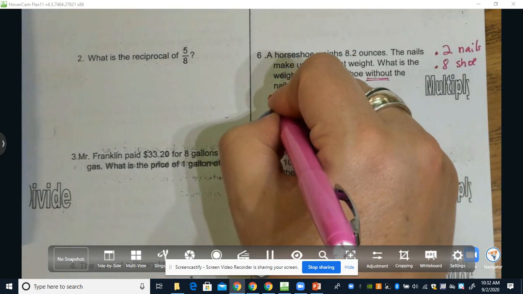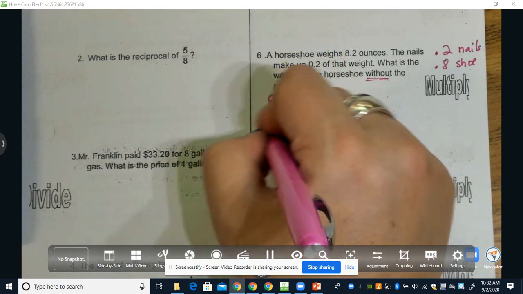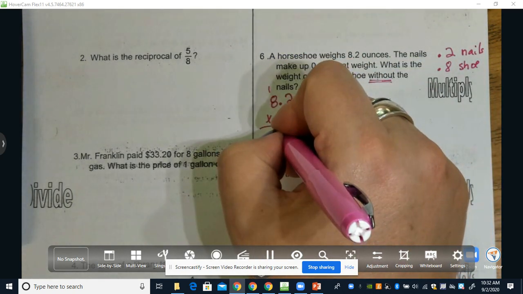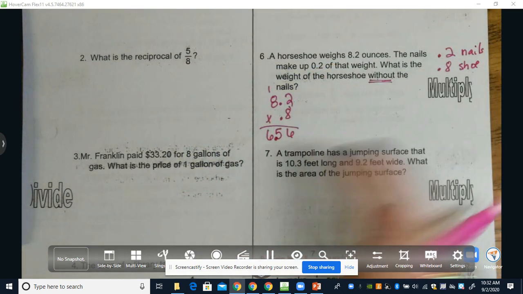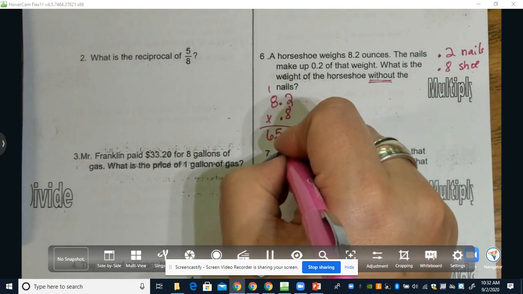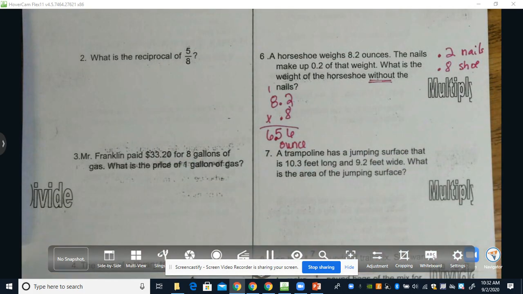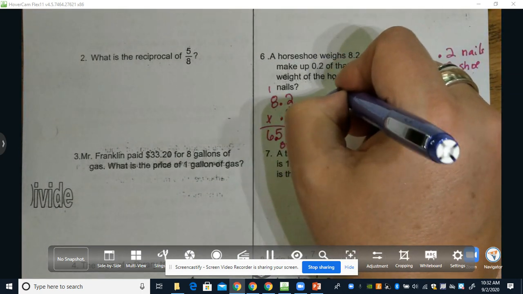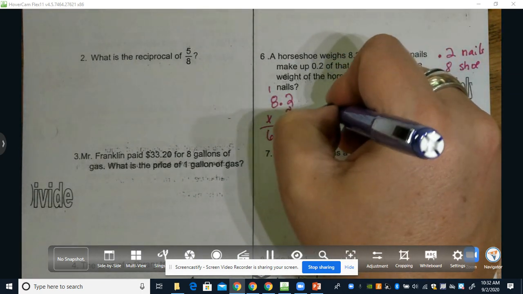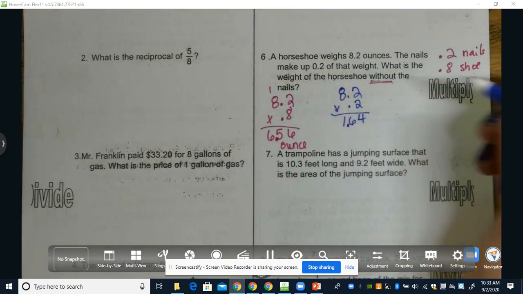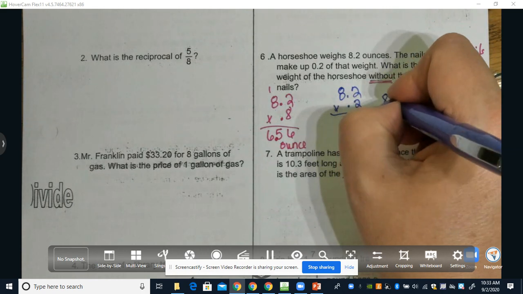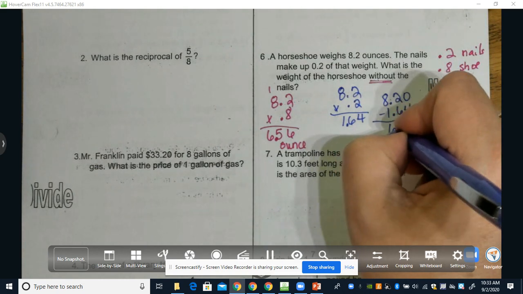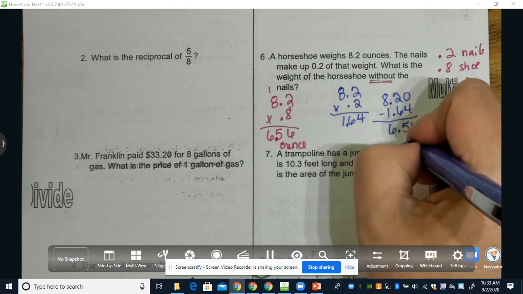So we can take 8 and 2/10 times 8/10. 8 times 2 gives me 16, carry my 1, 64, 65. 2 numbers after the decimal, so it's 6 and 56 hundredths of an ounce. So that's one way you could do it. The second way you can do it is you can take that 8 and 2/10 and times it by 2/10, and I get 164. And I can take that 8 and 2/10, subtract 1 and 64 hundredths, and I still get 6 and 56 hundredths of an ounce.